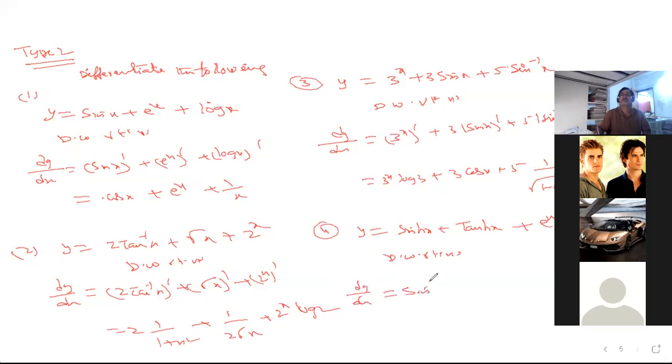Sin hx whole dash. This is dash and this is also whole dash, we can write. And here e to the power of x dash also plus 1 by x whole dash we can write. Sin hx gives cos hx, cos hx gives sech square x, e to the power of x, and minus 1 by x square. Yes. Four problems is enough in this type, guys.